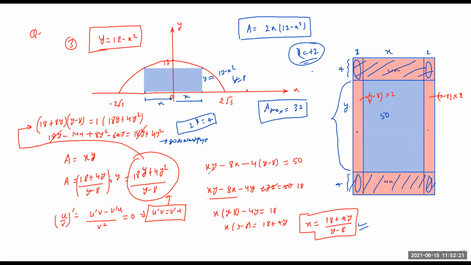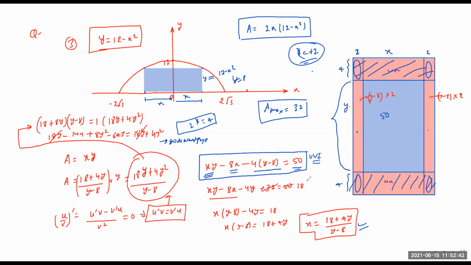So this is x. See, I have this much area total. From here, I remove the upper and lower, which is 4x and 4x. And then I remove the side, which is 4 times y minus 8. And then what we are left with is 50. This is very, very important.